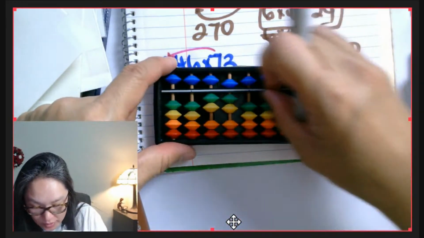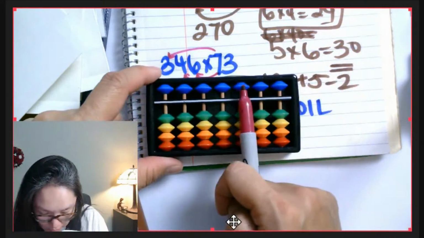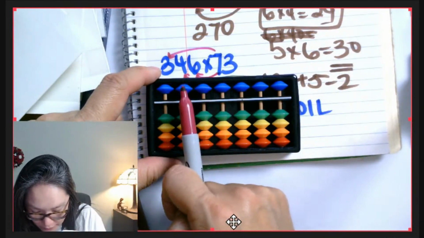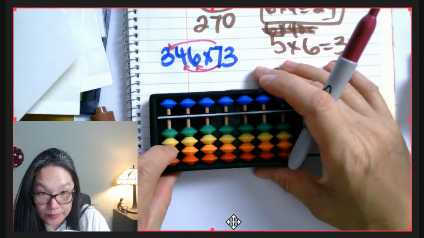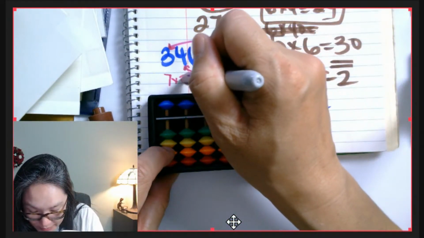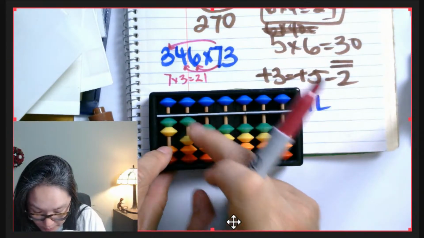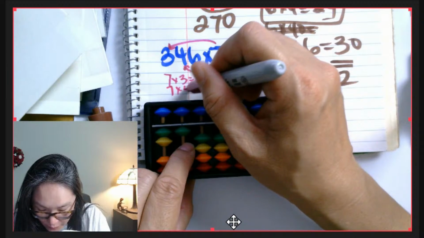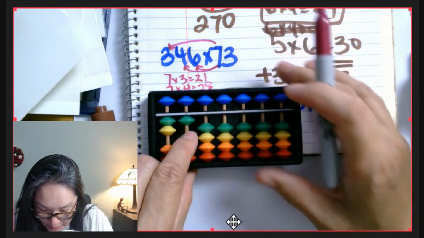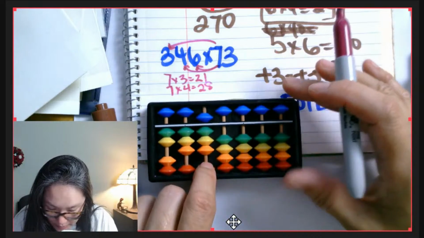So again, where's our starting point? Our starting point is 5. 1, 2, 3, 4, 5. So 7 times 3 is equal to 21. So I add my 20, I add my 1. 7 times 4 is 28. I add 20, I add 8, and then I'm here.